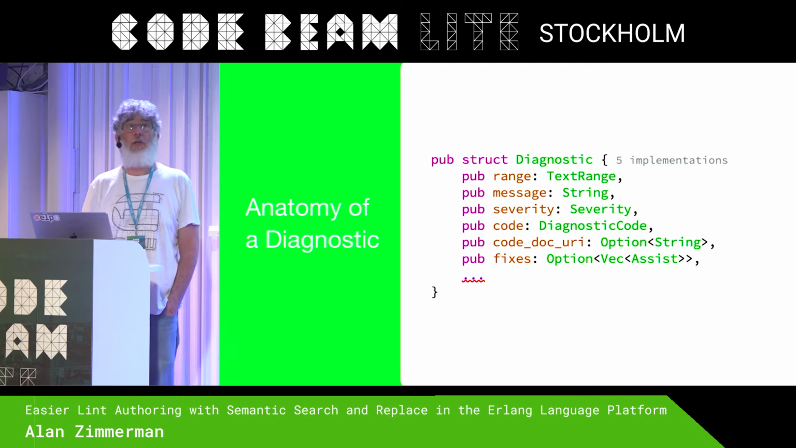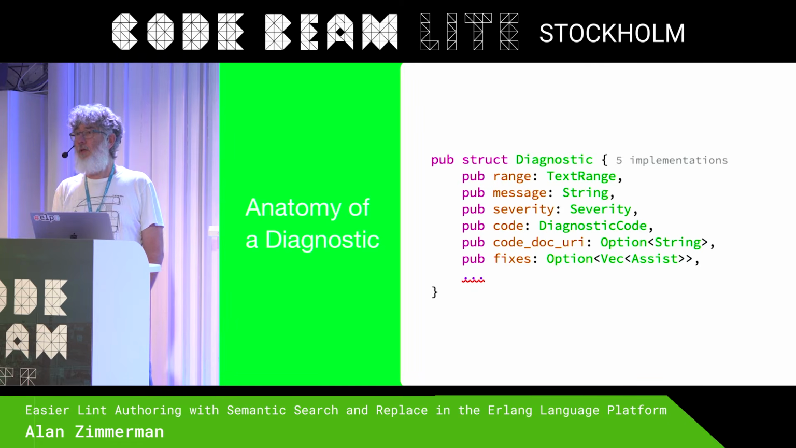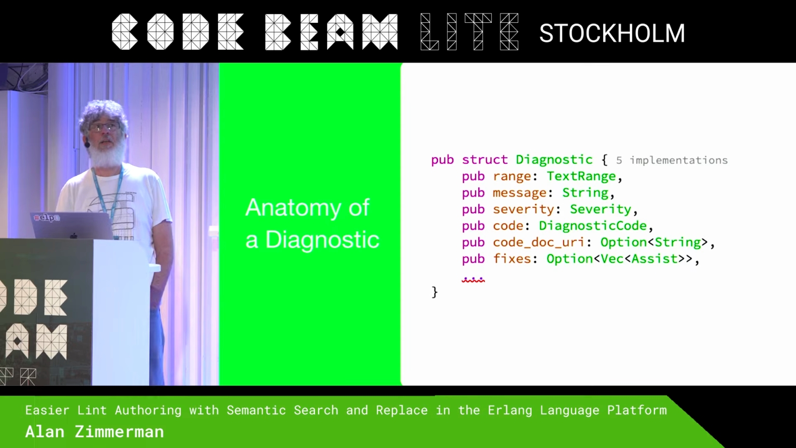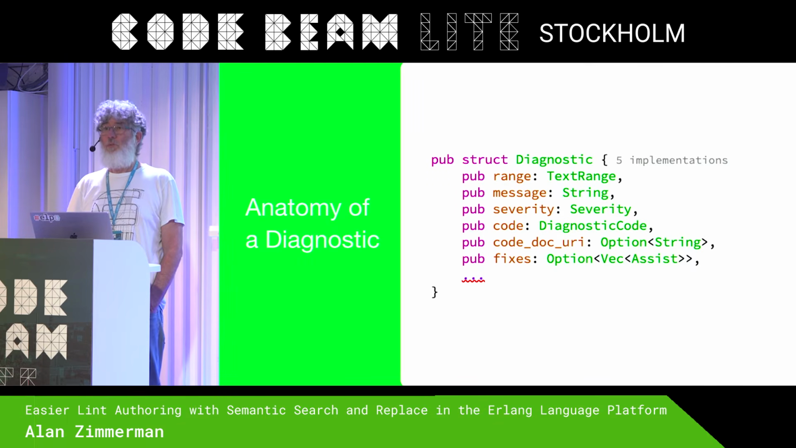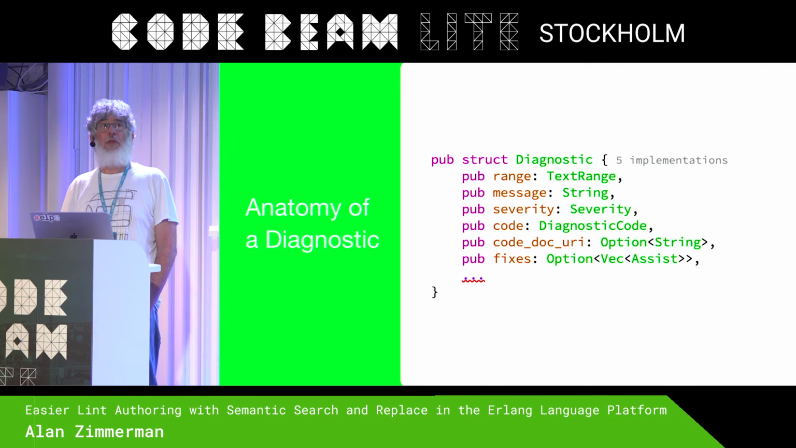This is what an actual diagnostic looks like, going down into the weeds. First thing you'll notice is that it's Rust. ELP is written in Rust. There are various reasons for that, but it is what it is. To give you an idea, if you want to report a problem in code, that is the vehicle you use to report it, and it has a number of things that need to be in it.